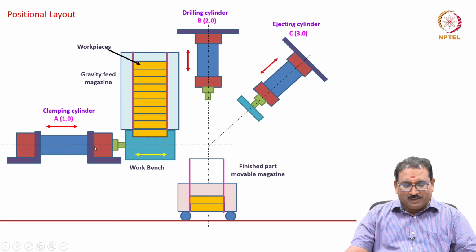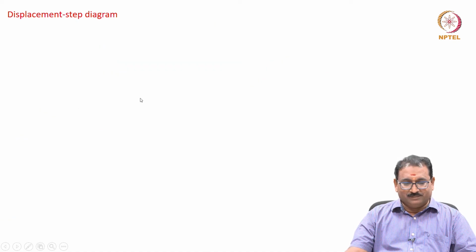Then this clamping cylinder will push beneath the drilling cylinder. After the operation is over, the drilling cylinder will take it out, then this cylinder will come out, then the ejecting cylinder will push the finished job into the movable magazine. It will go. This is the task given. You have to represent it to understand clearly the positional layout. You have seen this already in the previous slide.